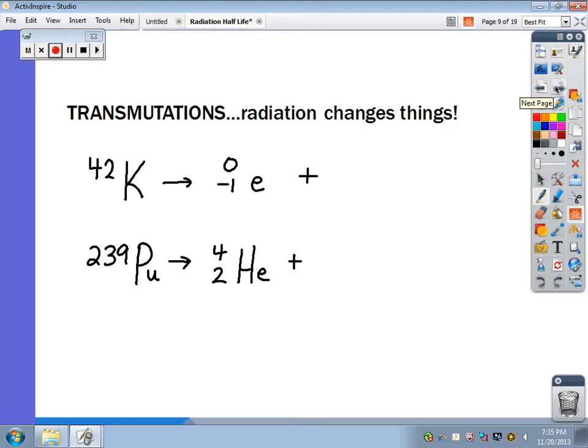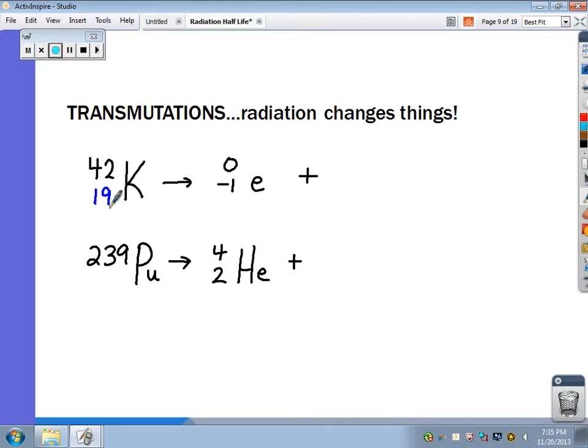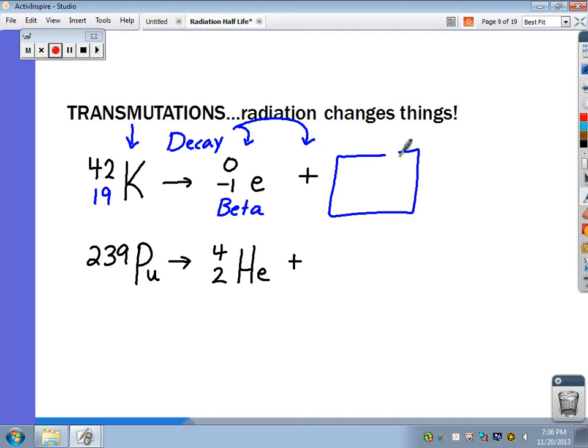Radiation changes things. So if you look right here, I have potassium, 42 over 19, because I can look that up in the periodic table. And if you look, this is a beta particle. Beta radiation is given off. And I know that this is decay because I have potassium right here, and it's decaying. It's giving off a beta particle. It's also giving off something else. Okay, or actually what's happening is something's left behind.